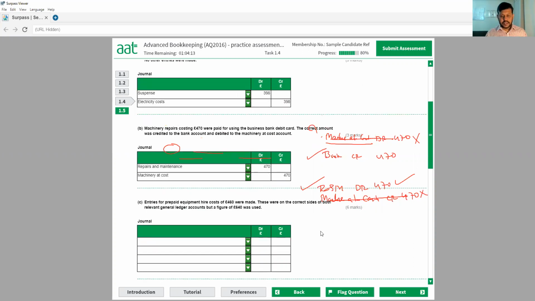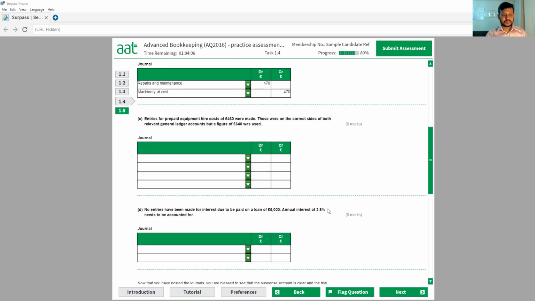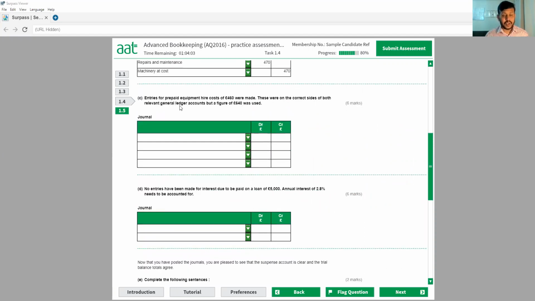All right, very good. Let's move to the next one. Next one, number C, is asking: entries for prepaid equipment hire cost 460 were made. These were on the correct side of both relevant ledger accounts, but a figure 640 was used. Oh, this is a mistake. We did the right journal, but we used the amount 640 instead of 460. 460 is the right one.